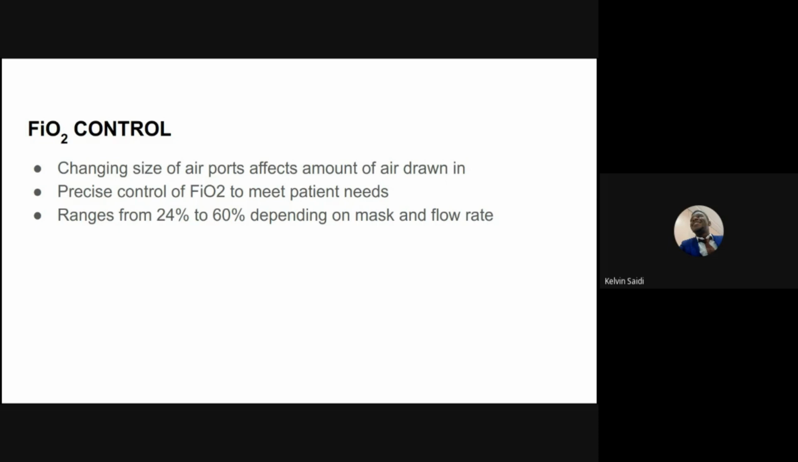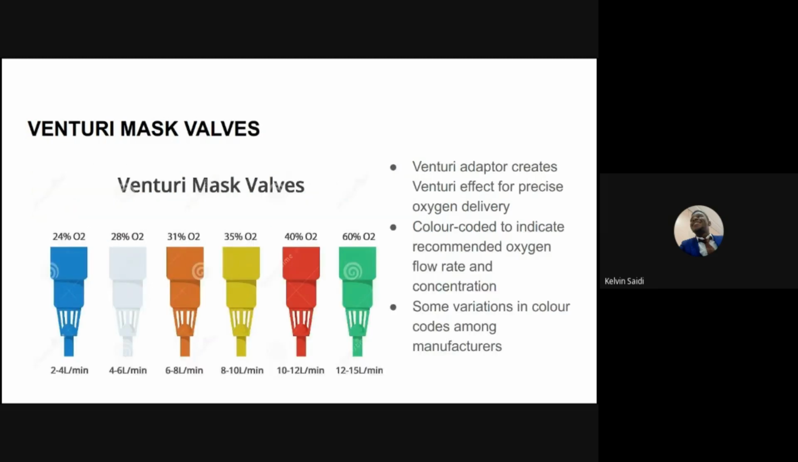Now let's talk about the specific types of Venturi masks that are used. So as I already stated earlier, the proximal end of the mask contains a Venturi adapter, and this adapter is a mechanism that uses a narrow constricted section to create a Venturi effect. So the Venturi devices in Venturi masks are color coded to indicate the recommended oxygen flow rate necessary to provide the desired oxygen concentration to the patient.